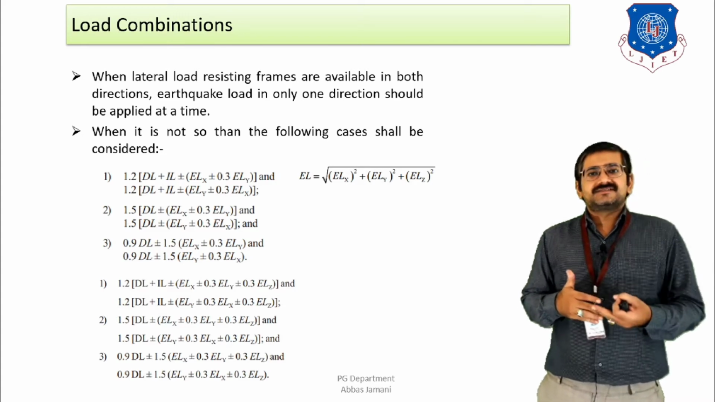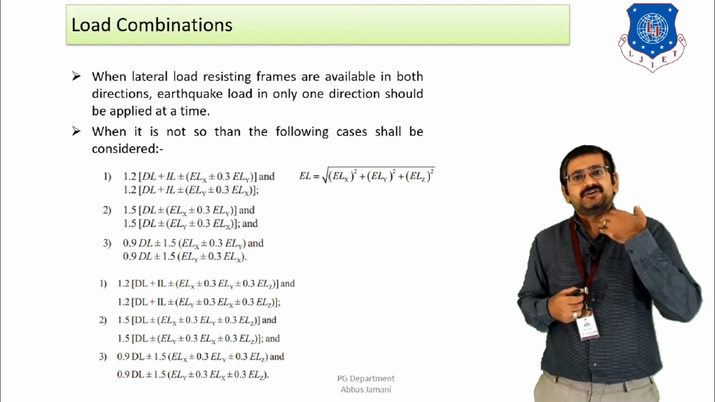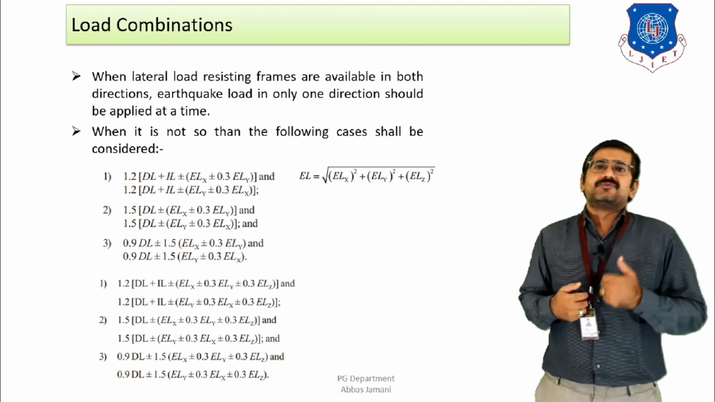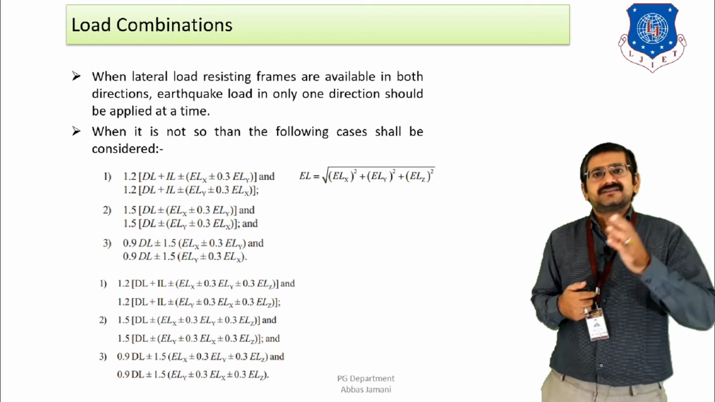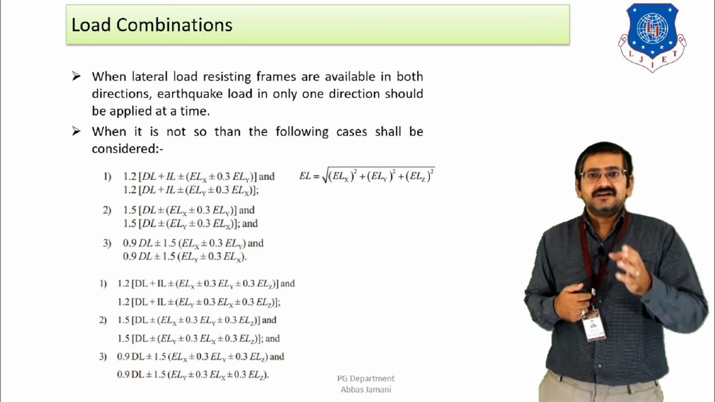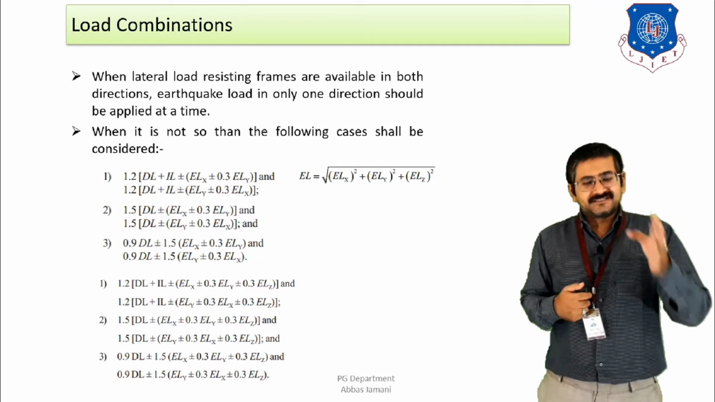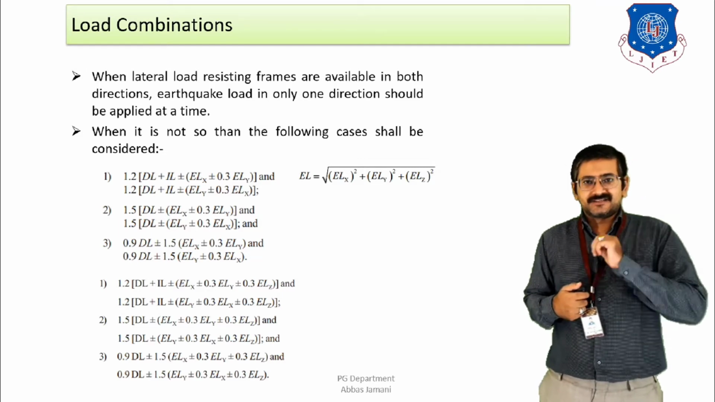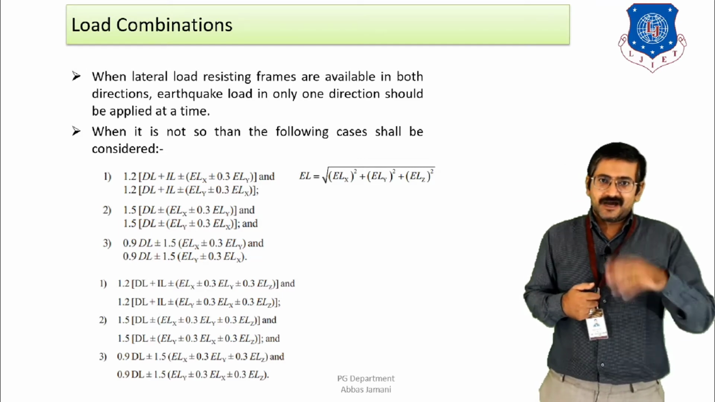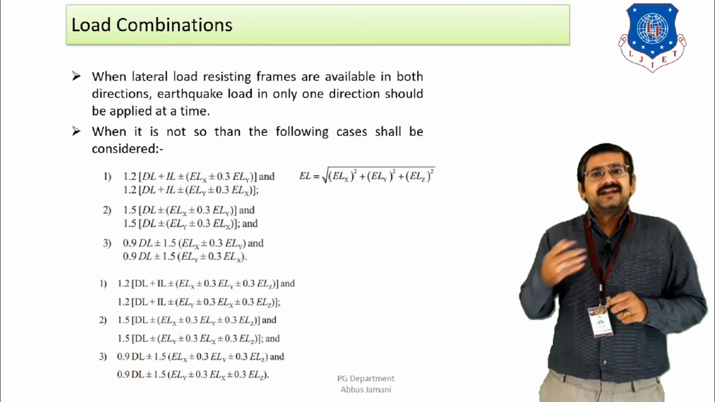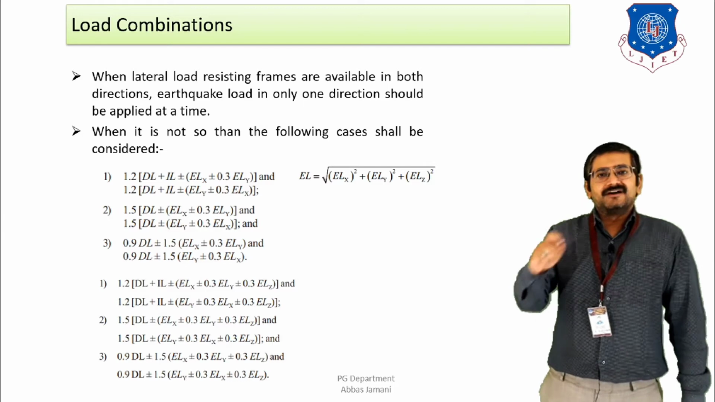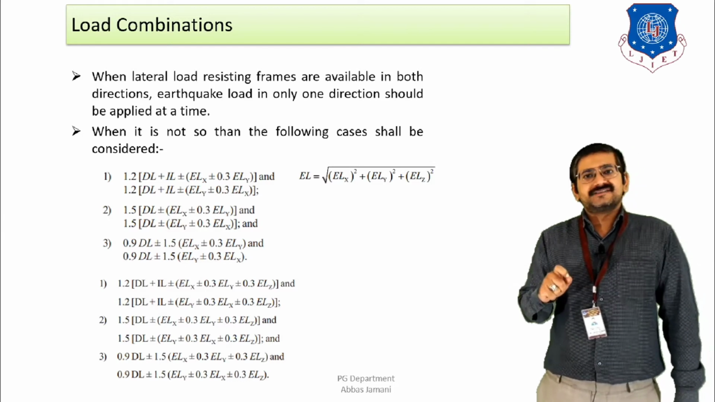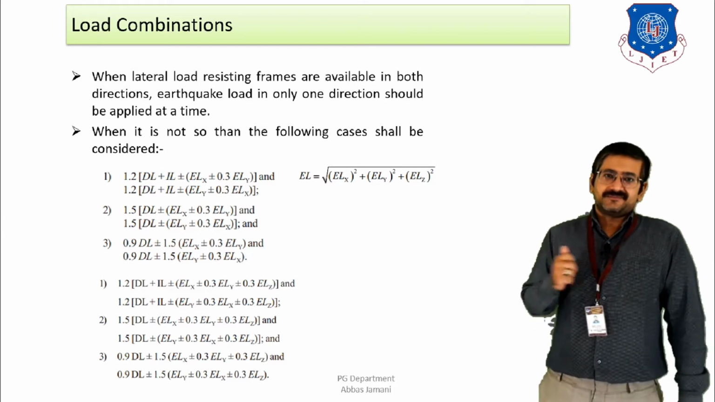If the situation is that you have a moment resisting frame available only in the x direction and you don't have a moment resisting frame available in the y direction, right? Then in that case the code is suggesting that you should take the components of the x direction of earthquake and the y direction of earthquake simultaneously. But how? It is telling that in that case, if you are going to consider the earthquake in two principal directions, then in one direction 100% load should be considered, and in the second direction only 30% load should be considered.